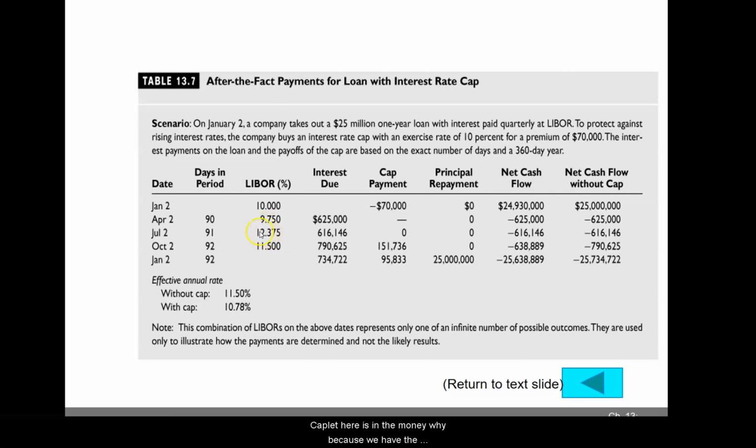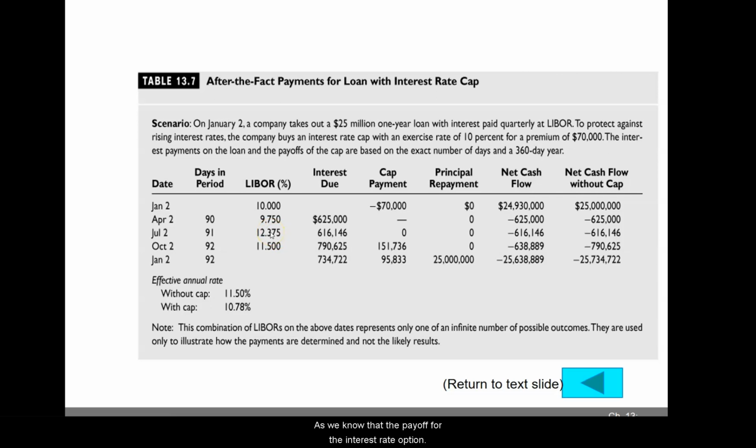Why? Because we have the right to borrow at 10% for this quarter and the next quarter, which is the quarter ending October 2. So we have the right to borrow at 10%, and the market rate is 12.375% for the next quarter. So this caplet is in the money, and the payoff for that needs to be calculated.